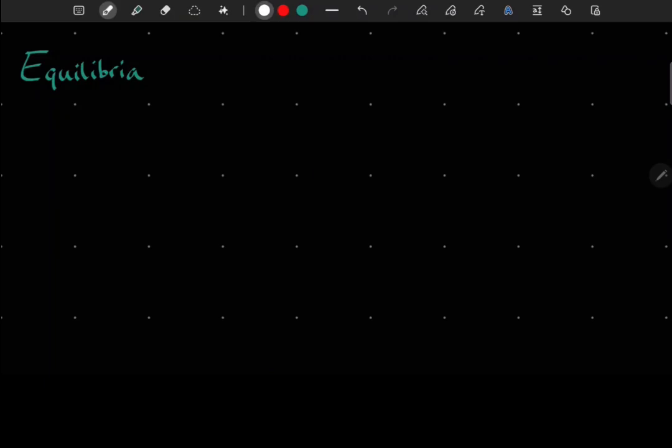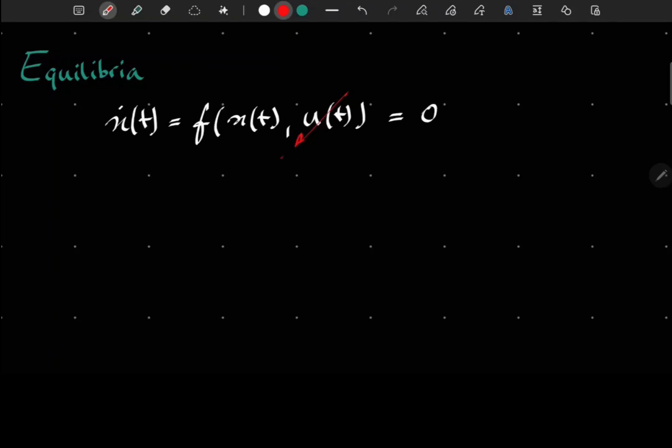Well, let's see now what equilibrium points are. These are points where the derivative of x is 0, which means that the state will stay in such points indefinitely. And typically when we speak about equilibrium points, we are specifically interested in equilibrium points in which the input is 0, so under no external force.